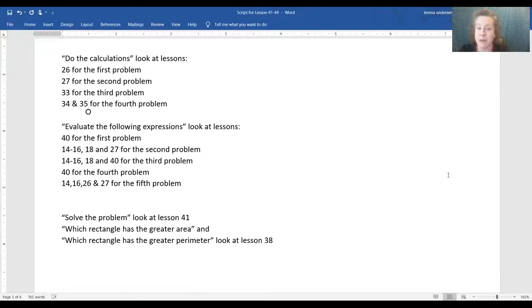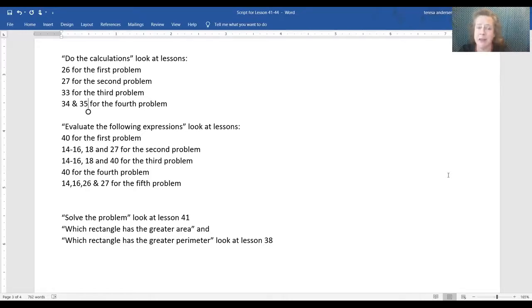Evaluate the following expressions section. If they missed anything in that, look at lessons 40 for the first problem, 14 through 16, and then 18 and 27 for the second problem, 14 through 16, 18 and 40 for the third problem, 40 for the fourth problem, and then lessons 14, 16, 26, and 27 for the fifth problem.